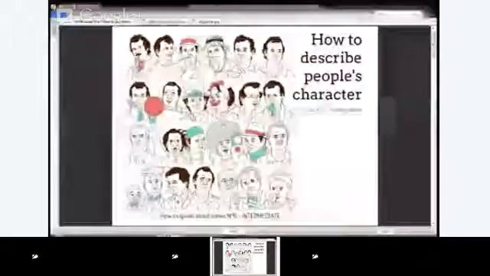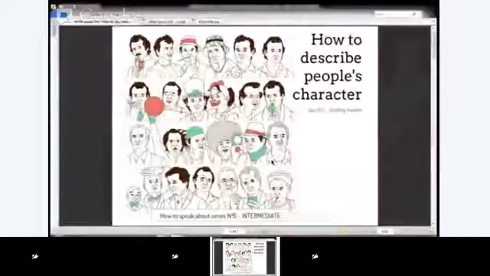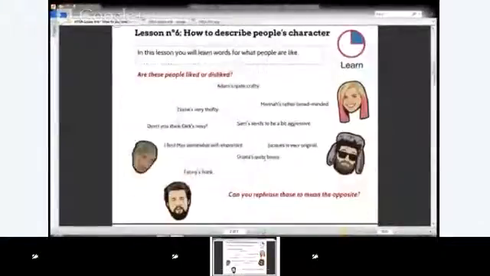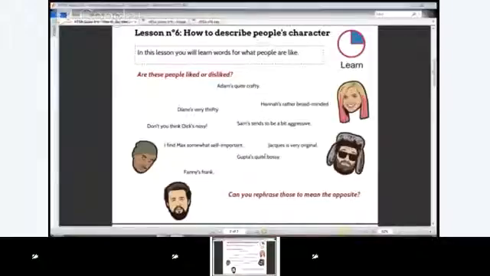All right. So in this class, hopefully you all have the PDF. Take a look at the screen. We're going to talk about how to describe people's character. And there you've got some characters on the screen already. Let's take a look at the second page. In this lesson, you will learn words for what people are like. And we've got a few faces there. What I'd like you to do is read through some of the descriptions and make sure we understand the vocabulary.